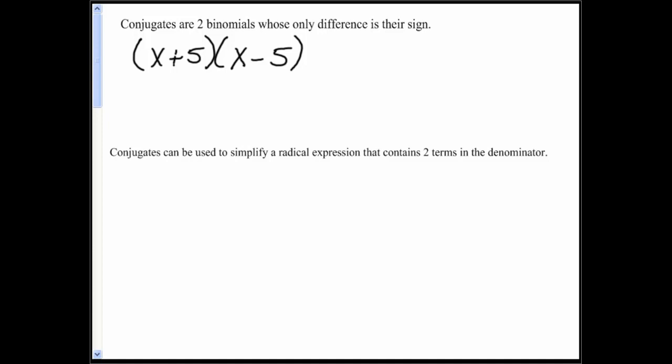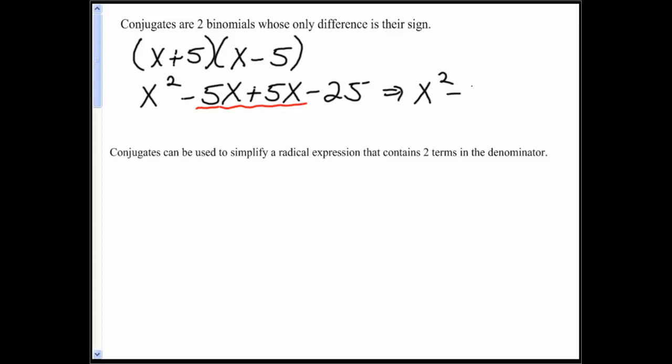And remember, when we multiplied these, we would FOIL them out. We would get x squared minus 5x plus 5x minus 25. And the inside and outside terms add up to 0, so we're left with x squared minus 25. This fact will be very important when we're multiplying the conjugates.